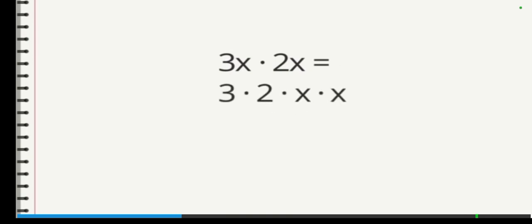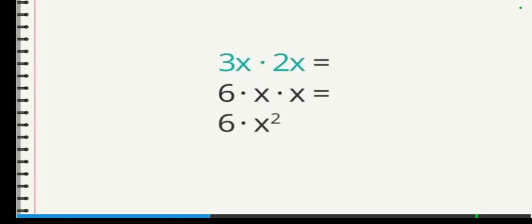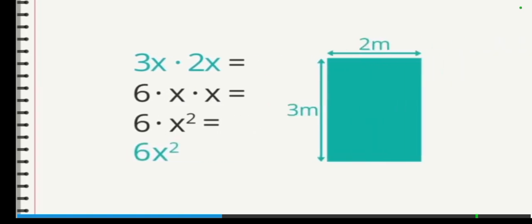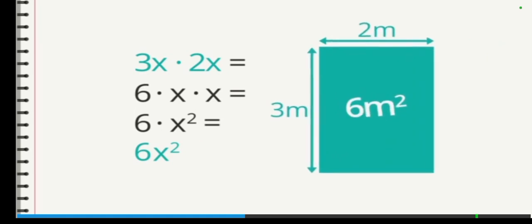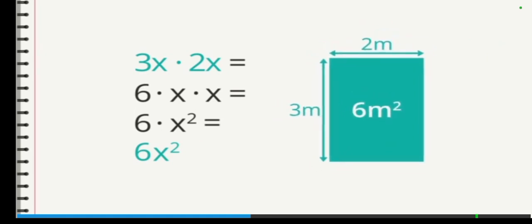Then we can place all the x's together at the end and start from the left. Well, 3 times 2 equals 6, but what's x times x? It's x squared. 3x times 2x equals 6x squared. If you think of x here as a distance, say a meter, then 3x times 2x is a rectangle with an area of 6 meters squared. Meter times meter equals meters squared, just like x times x equals x squared.